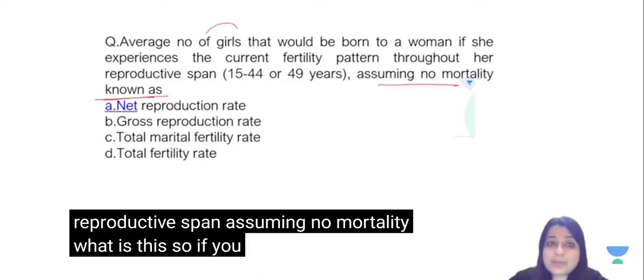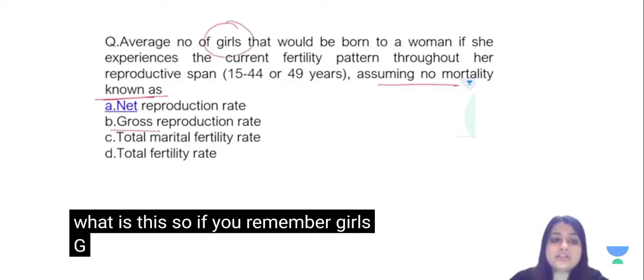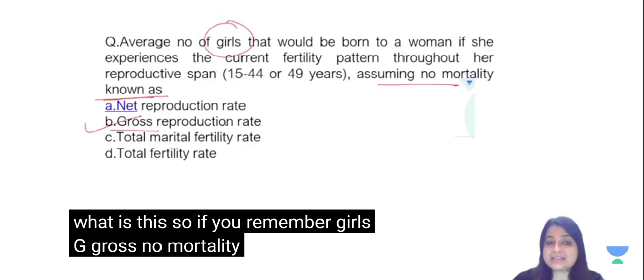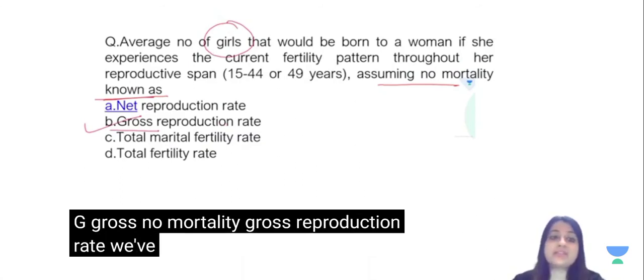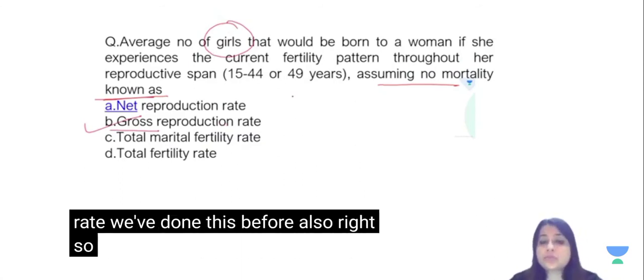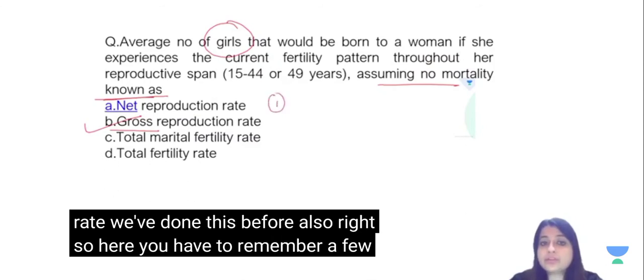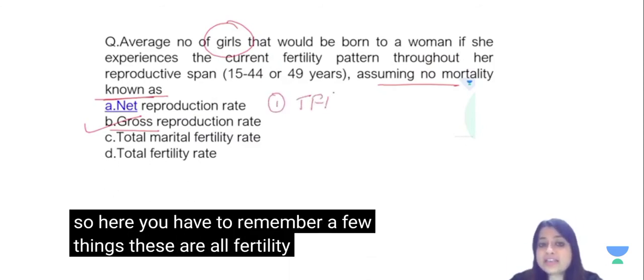What is this? So if you remember, girls, GRR, gross reproduction rate. We've done this before also, right? So here you have to remember a few things. These are all fertility indicators.